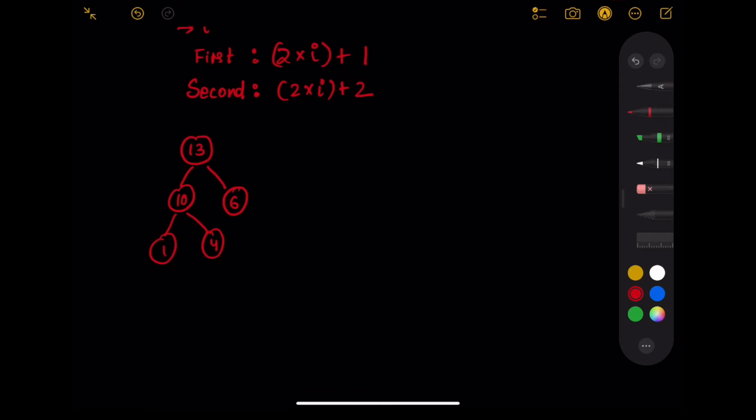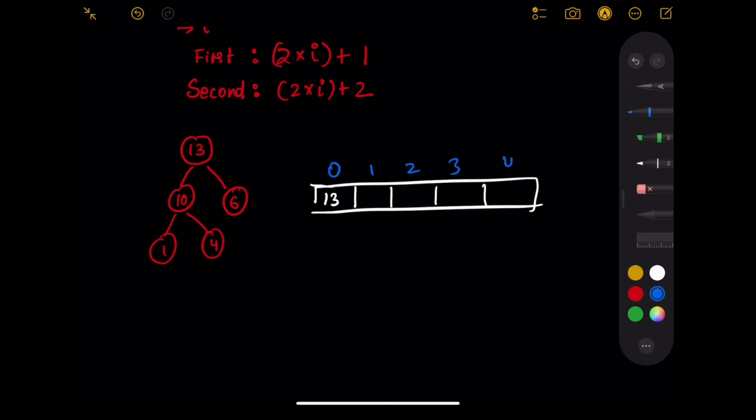So now if we want to represent this particular heap as an array, the array would look something like this. This heap has 5 elements, so the size of the array will be 5. So I'll make an array of size 5. The root is always present at index 0. I'll also write the index quickly: 0 1 2 3 4. So root is always present at index 0.